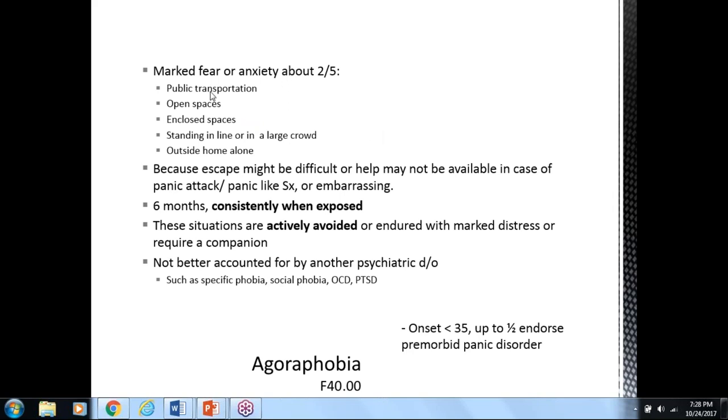Marked fear or anxiety anywhere out in public. This is different from claustrophobia, where people feel trapped and afraid they can't get out. This is not claustrophobia. This is essentially a fear of being out and exposed, out and at risk, and having difficulty getting somewhere safe, somewhere hidden, somewhere where they can reestablish safety and calm down.